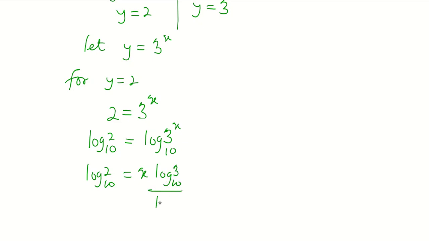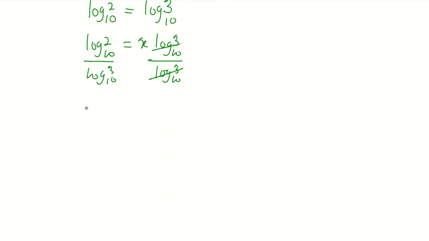We divide here by log 3 base 10, and we have here log 3 base 10, which means this is going to cancel that. So if that happens, then we can see x is equal to log 2 base 10 divided by log 3 base 10. To 4 decimal places, you have 0.6309. So that's the value of x.